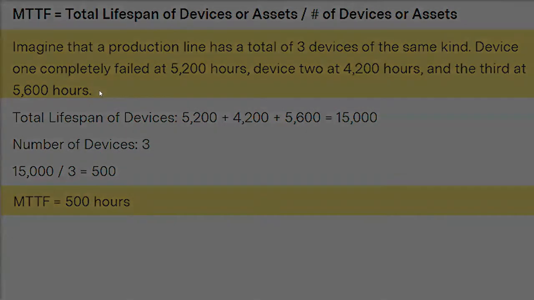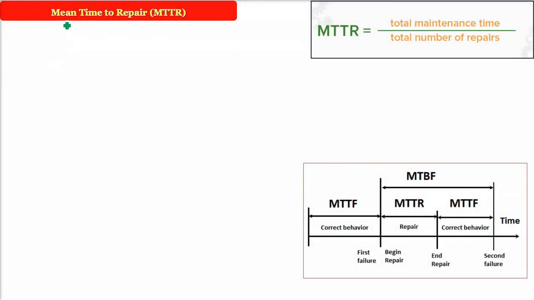Mean time to repair, MTTR. Mean is average. So whatever values come, we have to take the average. We'll add them, divide by the number of counts. So time to repair. That is, if something fails, how much time it will take to repair it. Failure has happened. We are talking about the time to get it repaired.